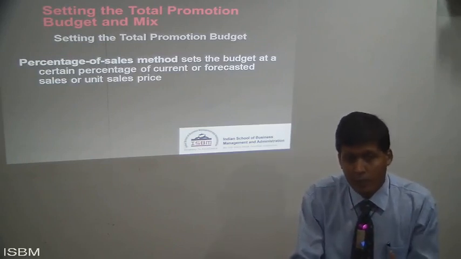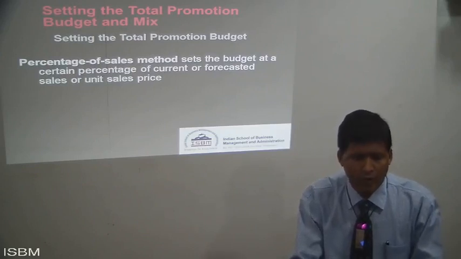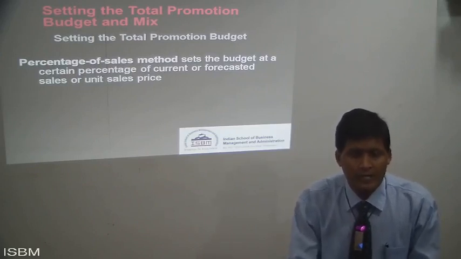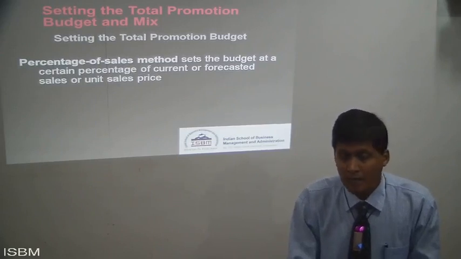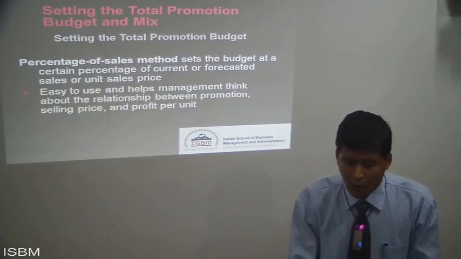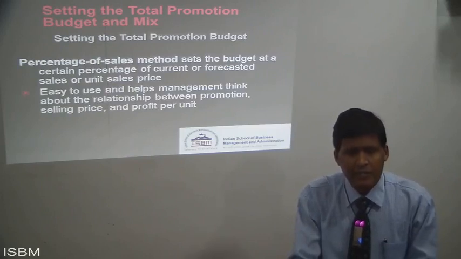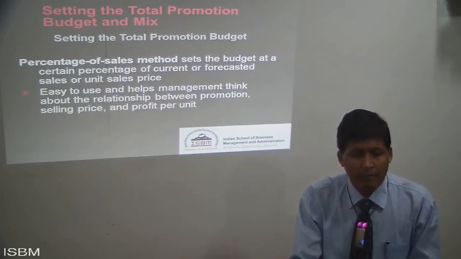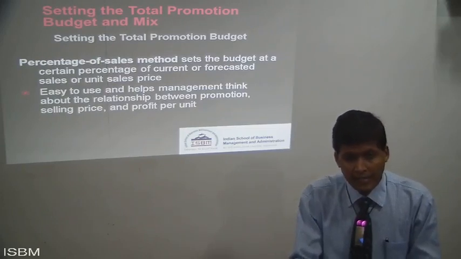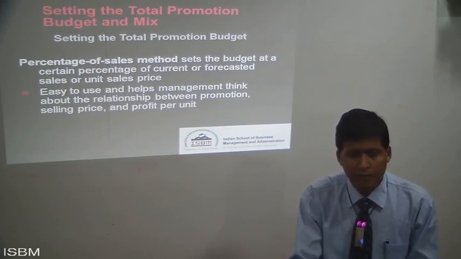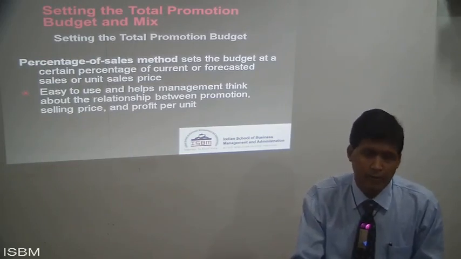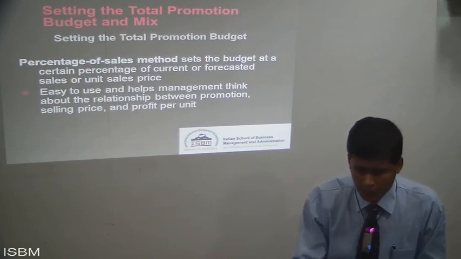So one, it could be the percentage of sales method, wherein the budget is set at a certain percentage of current or forecasted sales or unit sales price. So it could be 5%, 10%, 15%, and it is easy to use and helps management think about the relationship between promotion, selling price, and profit per unit. So it could be a mix of all these as well.